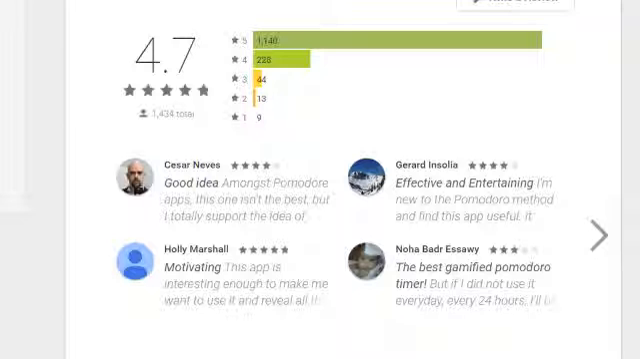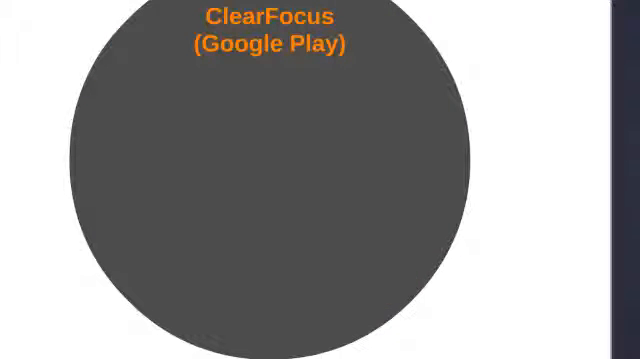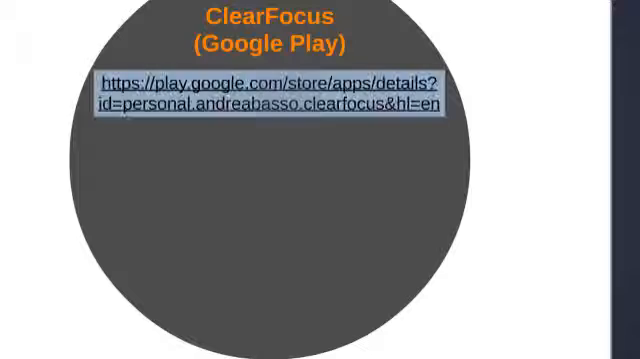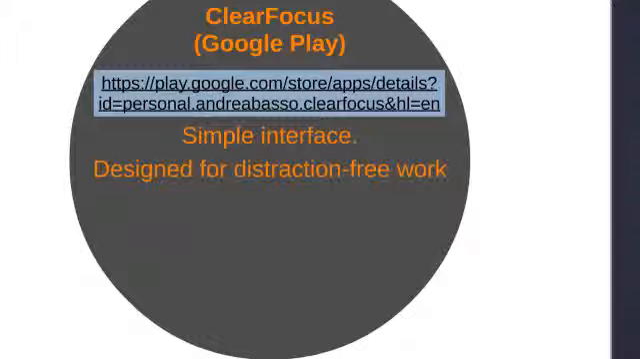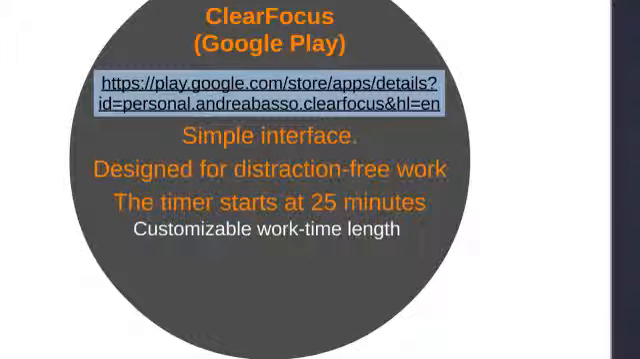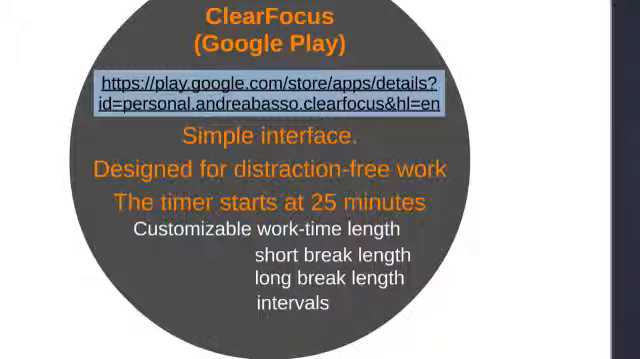Now, the last app is what we call the Clear Focus Google Play app. And if you click that link, you'll be brought to that particular link, which I'll show you in just a minute. But the nice thing about this app is it has a simple interface. It's just clear cut, straight to the point. It's designed for distraction-free work. The timer starts at 25 minutes, you take breaks. You can customize the work time length. You can do a short break length if you want to, or even a long break length as well. You can customize the intervals and so forth.